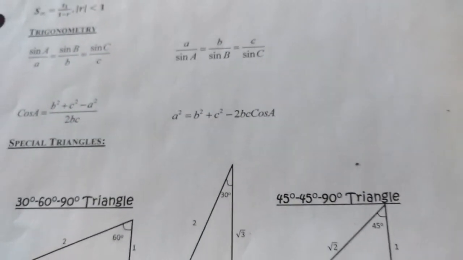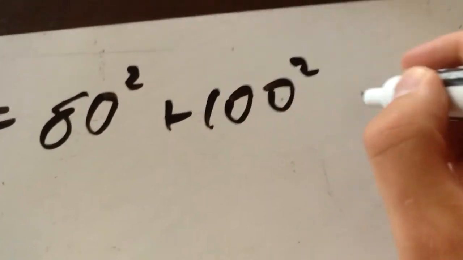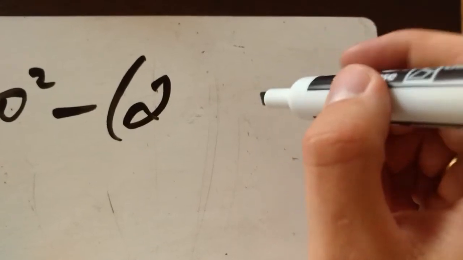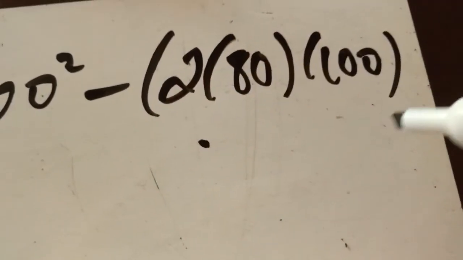So, let's set this one up. A squared is going to be our x squared. Let's just erase our picture because we're going to run out of room otherwise. X squared is going to equal the other two sides squared, so 80 squared plus 100 squared minus, and then the rest of the formula, 2 times b times c times cosine a. So 2 times 80 times 100 times cosine of the angle between them, which was 54 degrees.